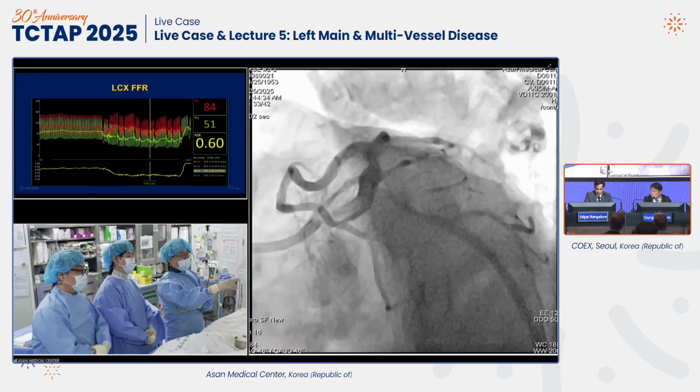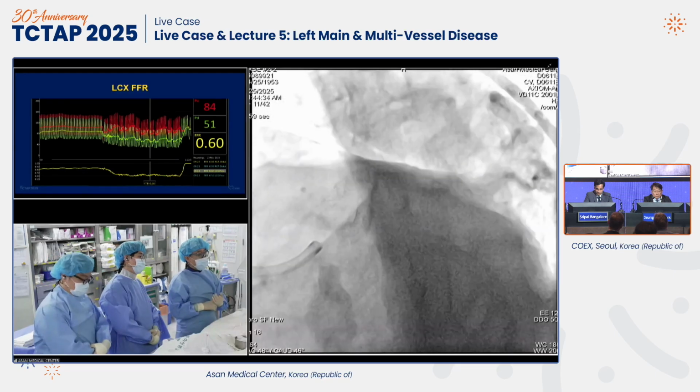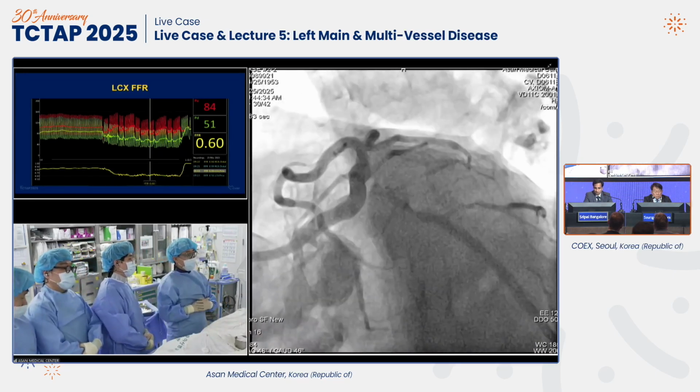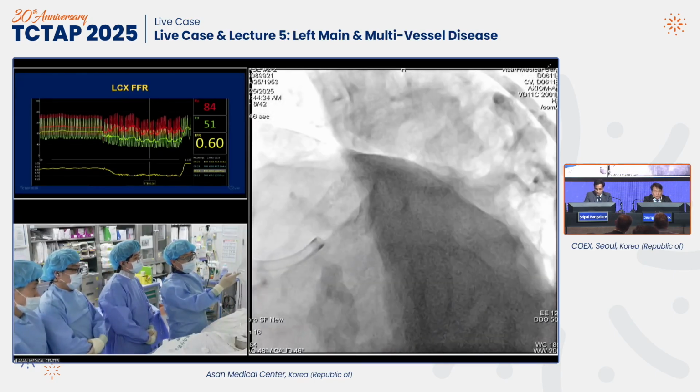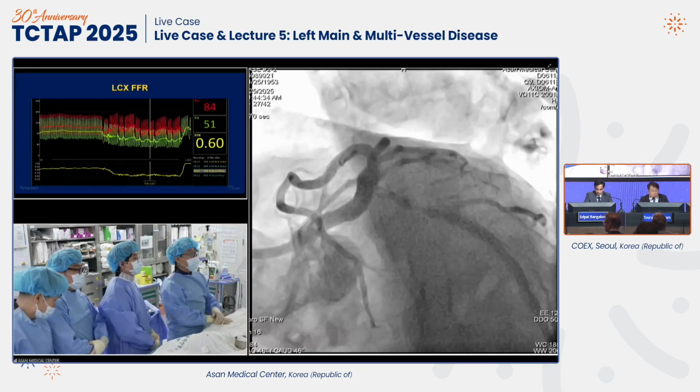Looking at the coronary angiography, this is a spider view. 6 months before, the left main to proximal LAD stent was absolutely good, nice. But the circumflex ostium seems like a very tight stenosis. There is some haziness. And next view.